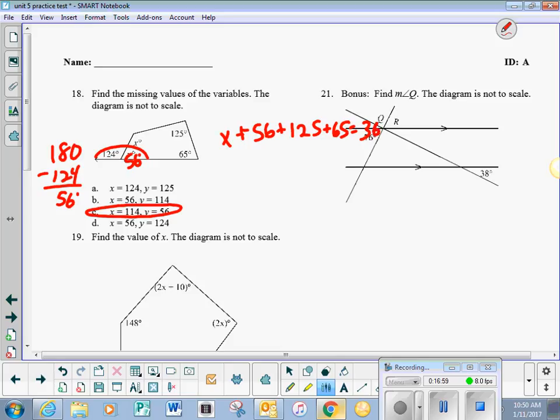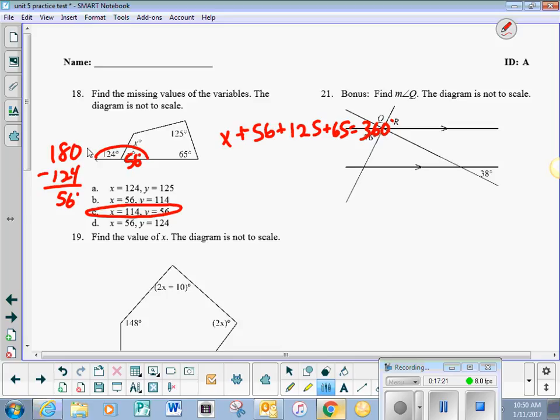360. So I could do that. But I didn't, really, if you think about it. If you know y is 56, and that's the only one with the right combination, you know that x has to be 114. Because y is 56. That's how you find that. Plus 114.